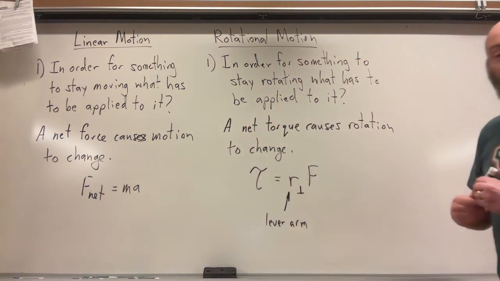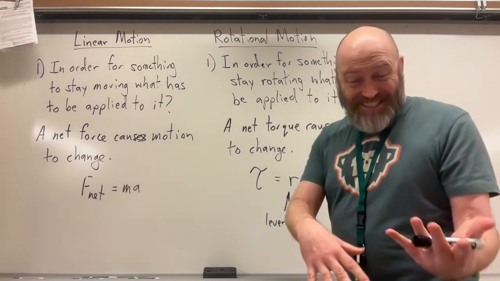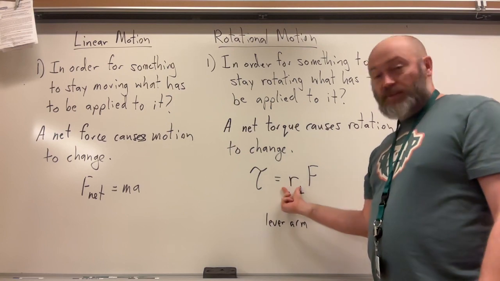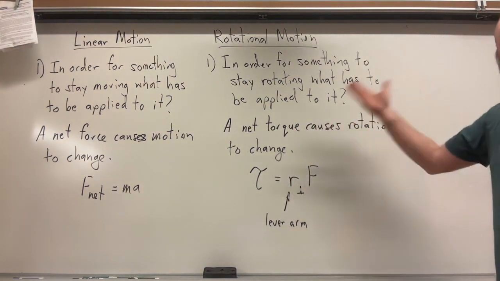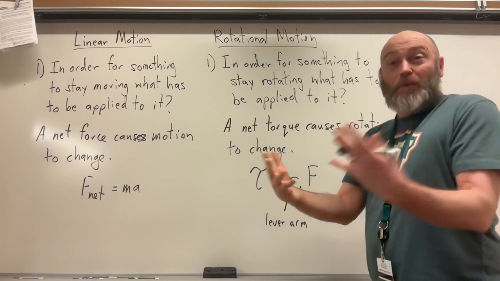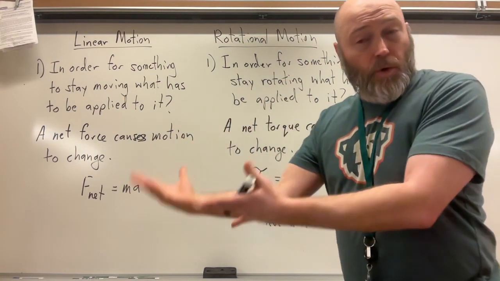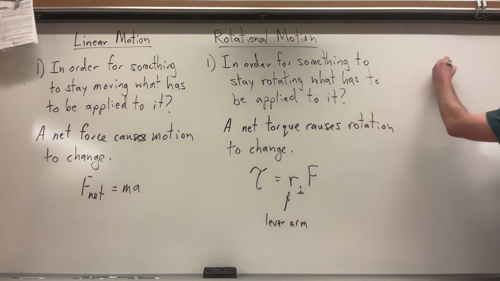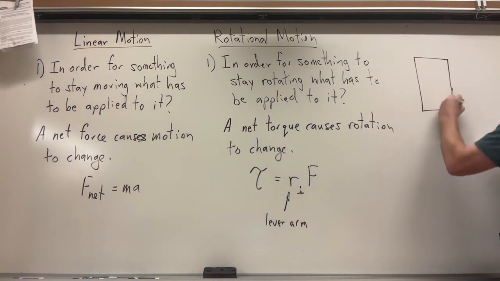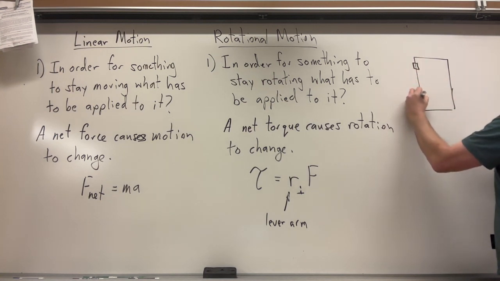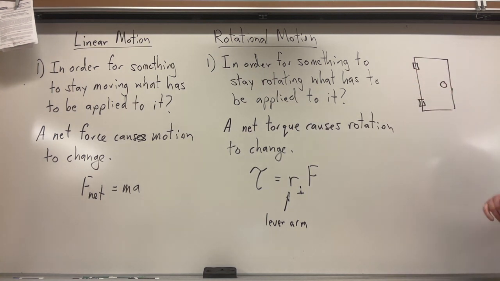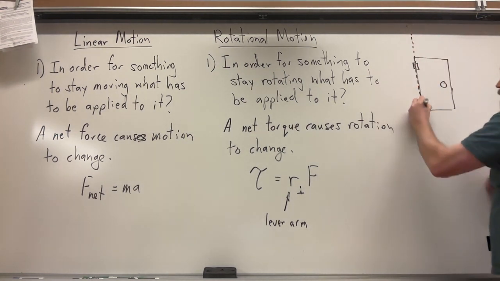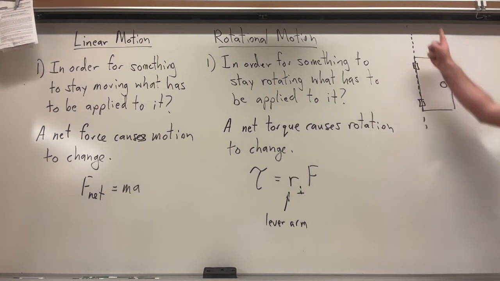Okay. The lever arm is the distance from this force to the axis of rotation. When we talk about something rotating, it has to rotate around something. What is that called? It's called the axis of rotation. So if I have a door, for example, where the hinges are here and the doorknob is there, the axis of rotation for my door would be right there.